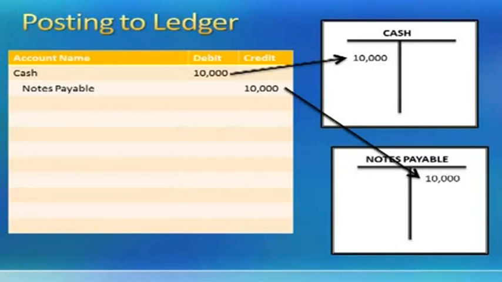Remember that the journal and the ledger are both necessary in an accounting system. The journal represents a chronological listing of all the transactions, whereas the ledger summarizes the transactions affecting a particular account.